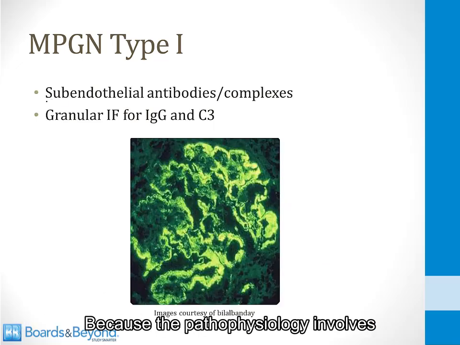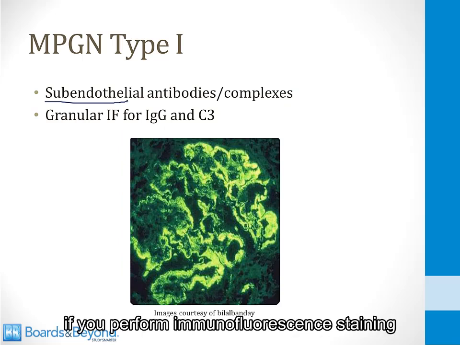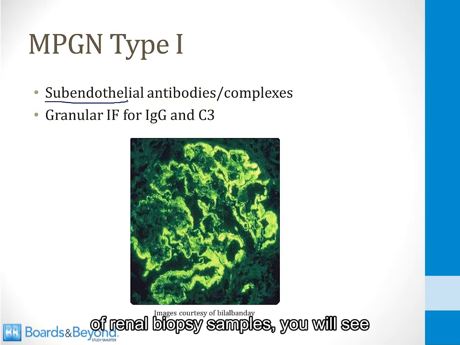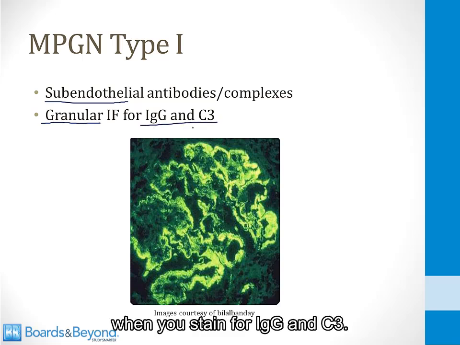Because the pathophysiology involves subendothelial antibodies and immune complexes, if you perform immunofluorescence staining of renal biopsy samples, you will see a granular appearance of the kidneys when you stain for IgG and C3.